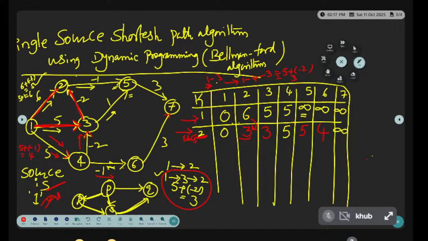Row 3 indicates via 3 edges, 1 to 2, 2 to 3, 3 to 4, like that. 3 edges, 3 stations, 3 steps, right? See, 1 to 1 anyway it is 0. Always we are searching with source as 1 only. Source is 1 only. Again 1 to 2, is there any possibility to reach 1 to 2 in 3 steps?